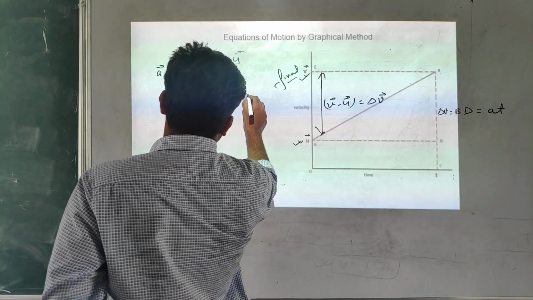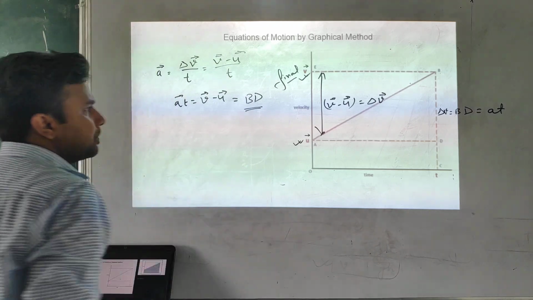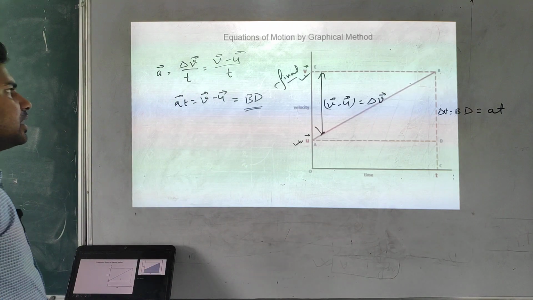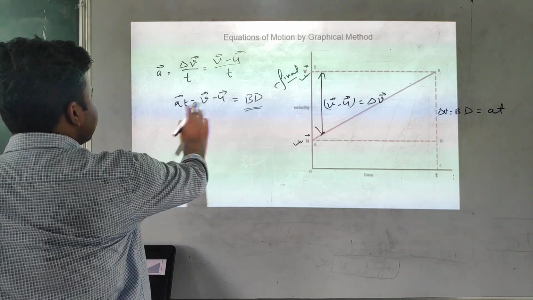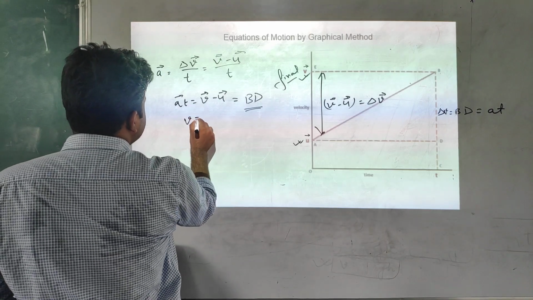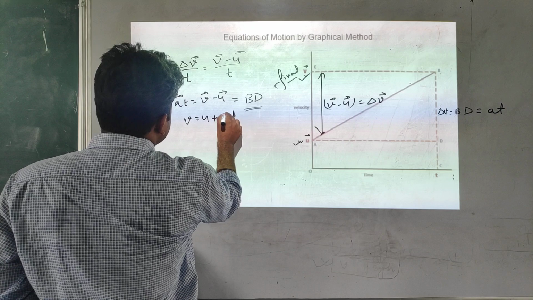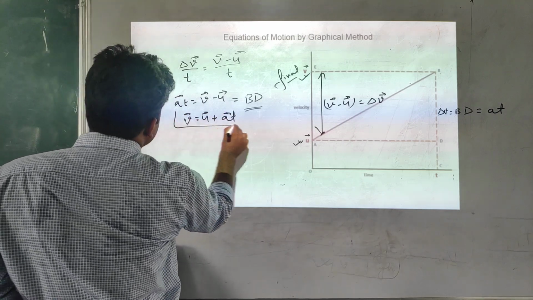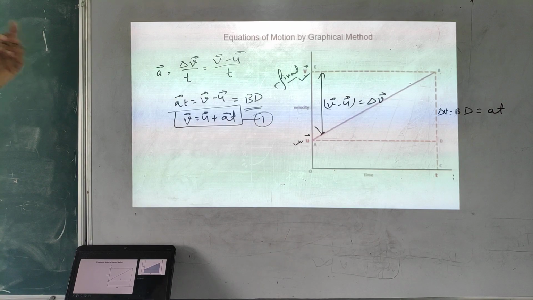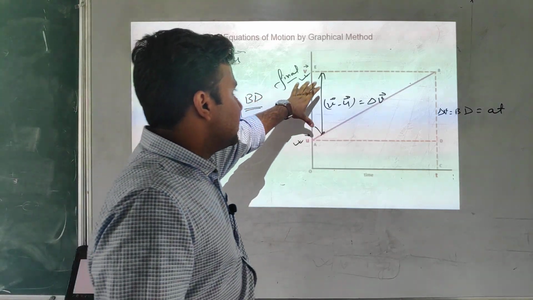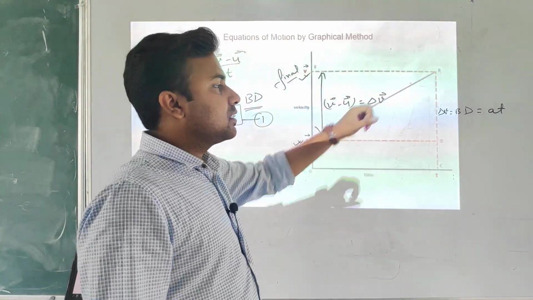So what can you write? It's bd. We will use this concept here. So bd is what? At. Now you understand bd is at, and from here you can write v equals u plus at. Is it or not? This is our first equation. Where will you find this first equation? Here, through this graph also.